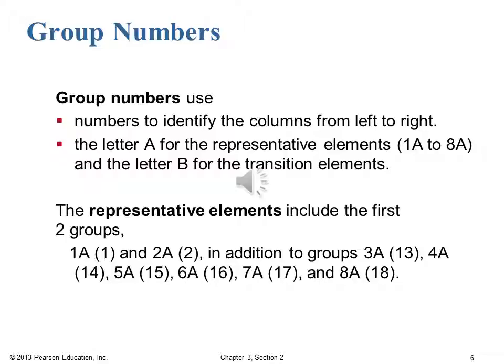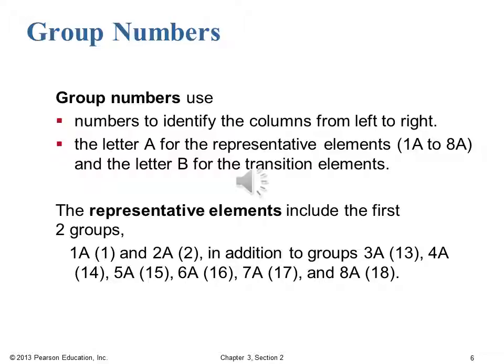So for those first 2 and last 6 columns, we tend to use the letter A. We call those representative elements. So we have 1A to 8A, and we skip over the middle there. The transition elements, we tend to use the letter B for those intervening 10 groups.